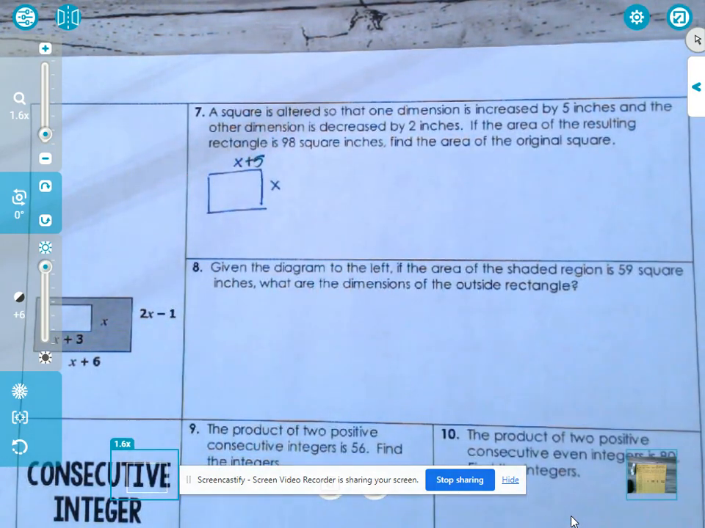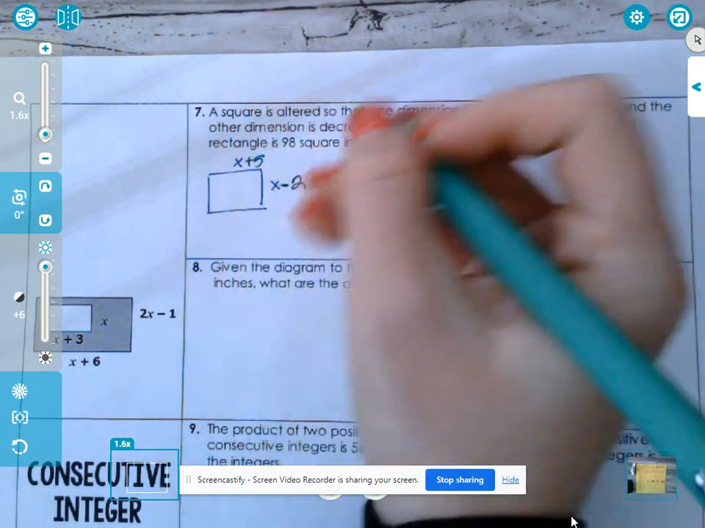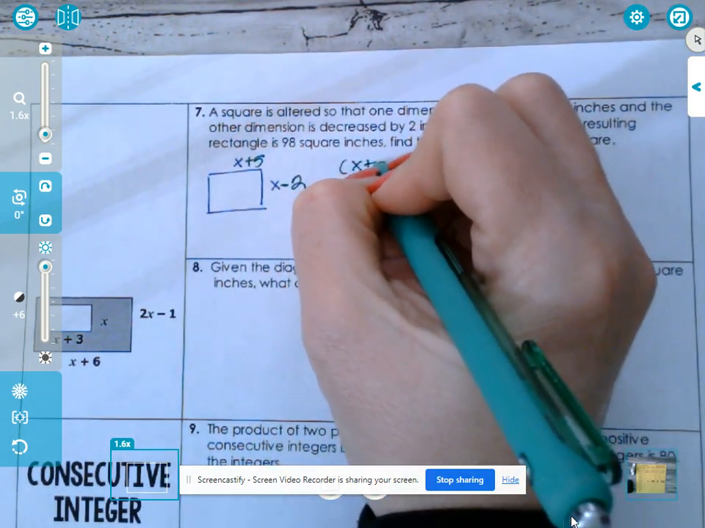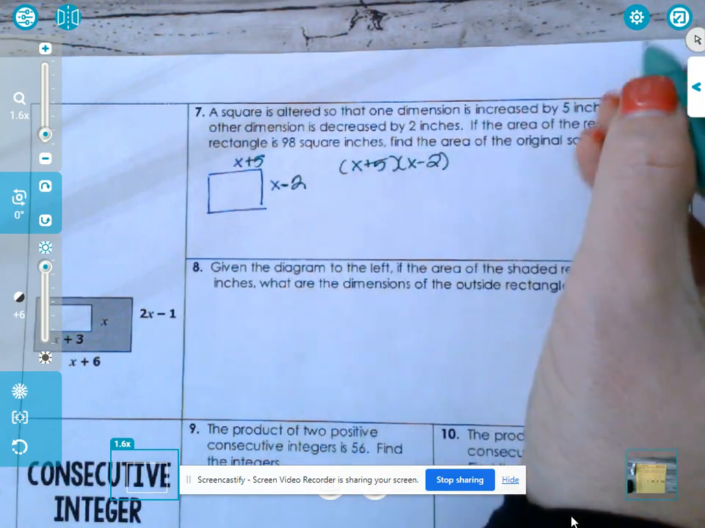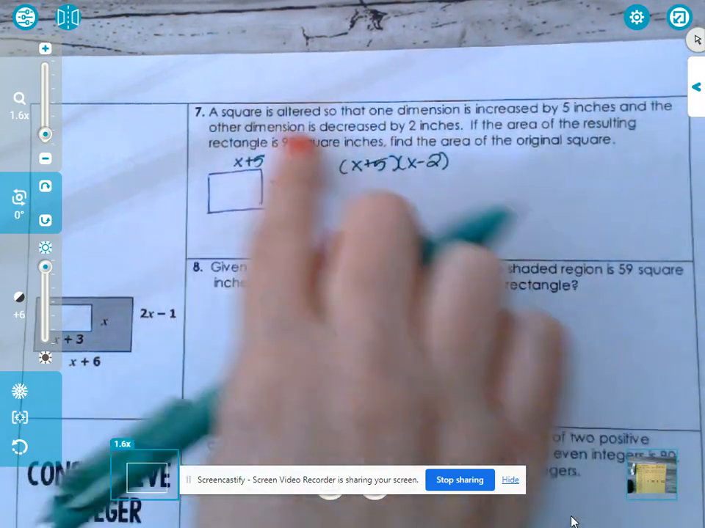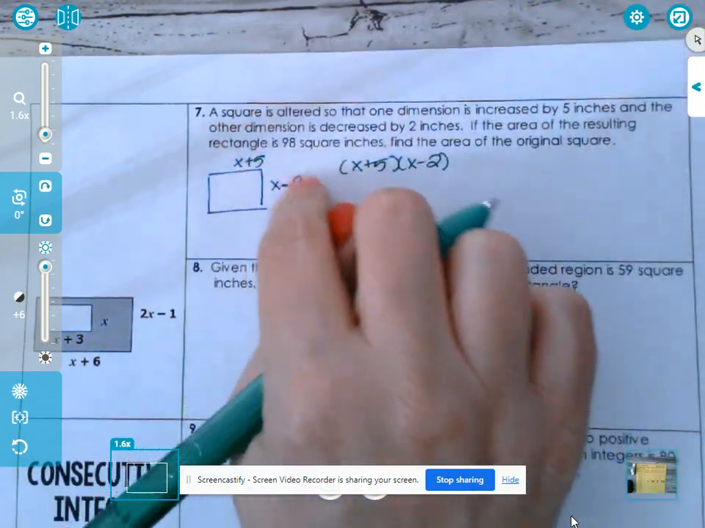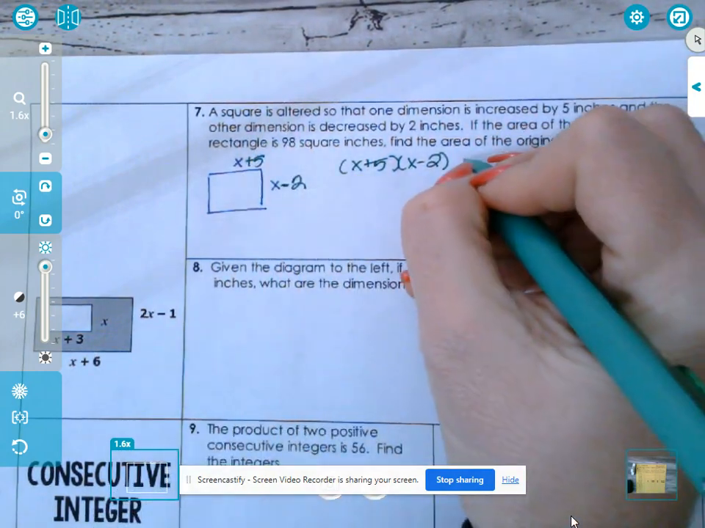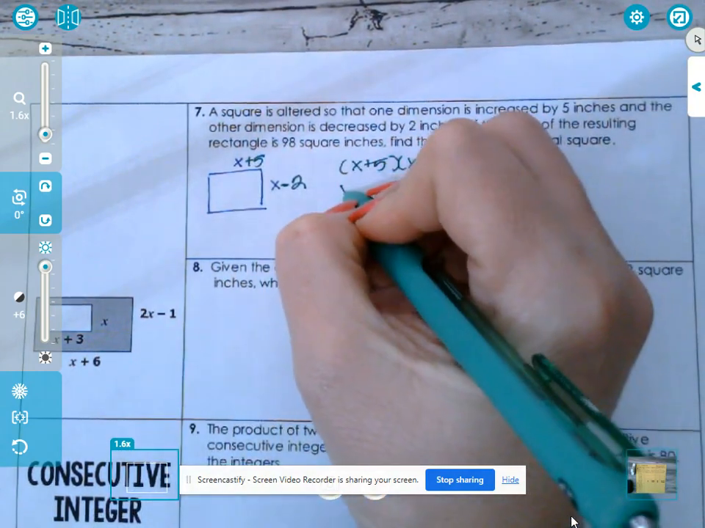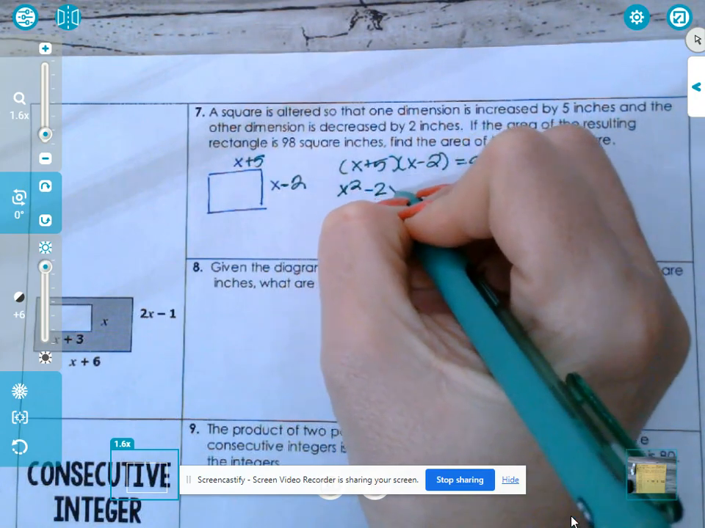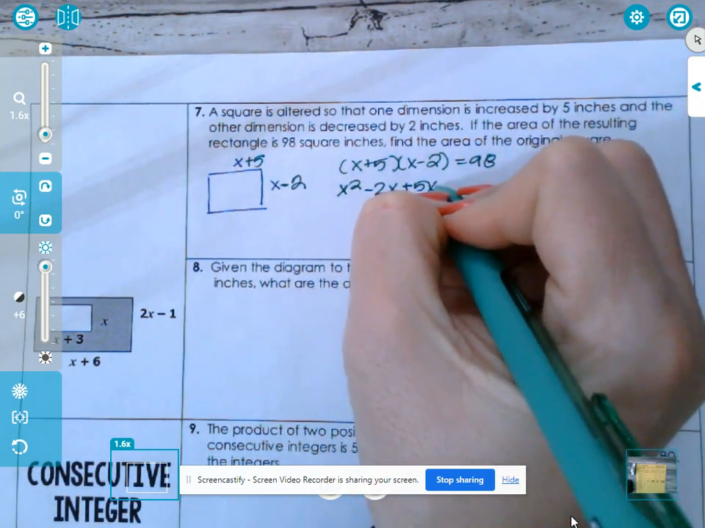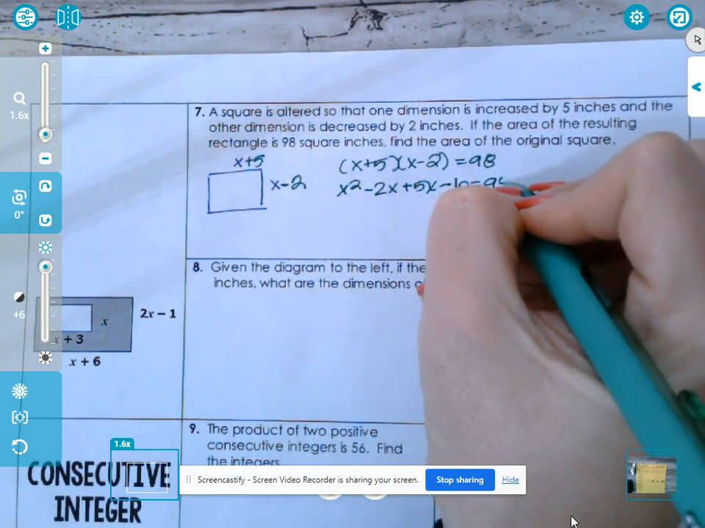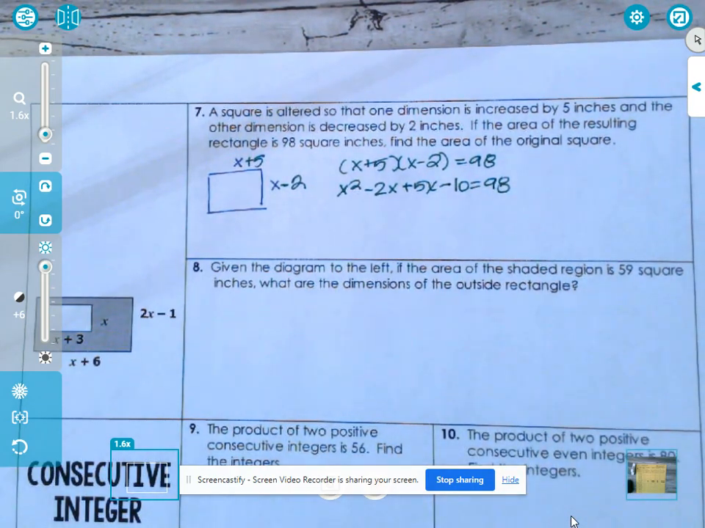So that one dimension is increased by 5. So I need to add 5 to one side, and the other one is decreased by 2. So I need to subtract 2. So we're still doing area, x plus 5, x minus 2. And the area of the resulting rectangle, and it's a rectangle now because the sides aren't the same, is 98. All right, so that's x squared minus 2x plus 5x minus 10 equals 98.